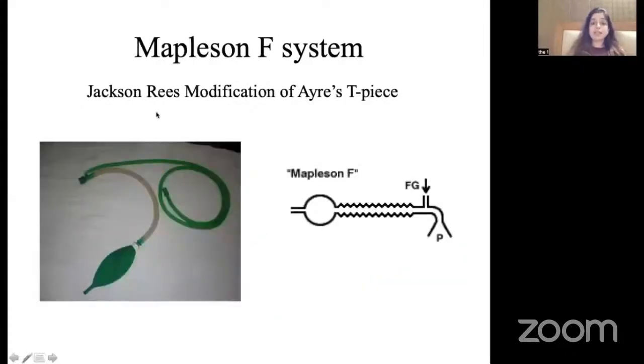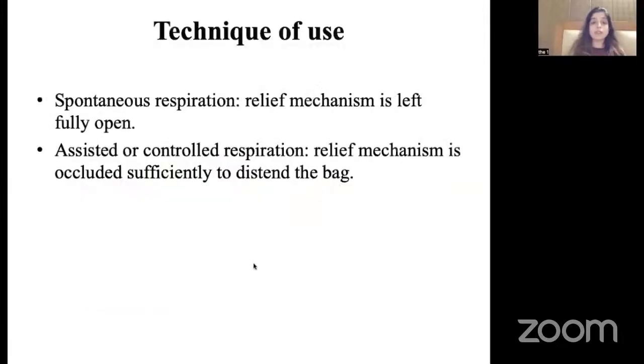Now the Mapleson F system. It is a Jackson-Rees modification of the Ayre's T-piece. Here, after the corrugated tubing, there is a bag attached with an open tail end. Here you can see the JR circuit and the pediatric bag with the open tail end. You must be using it in all your pediatric patients.